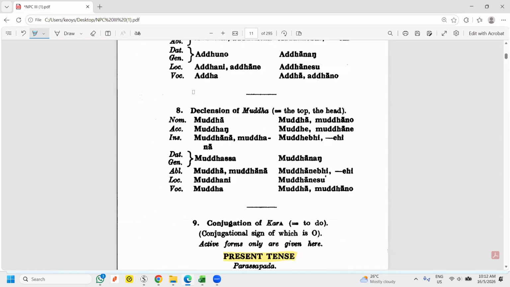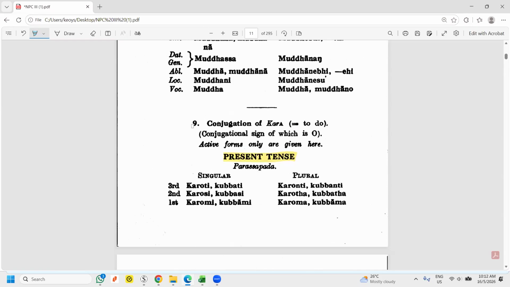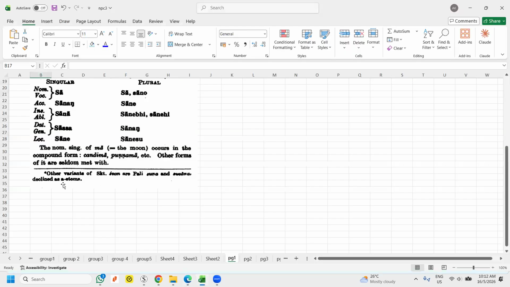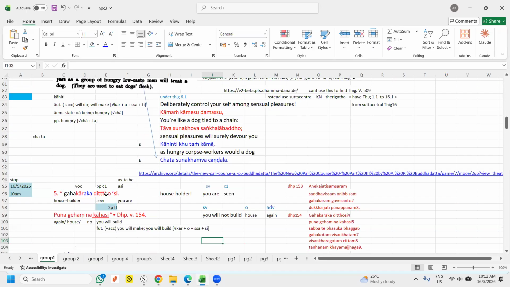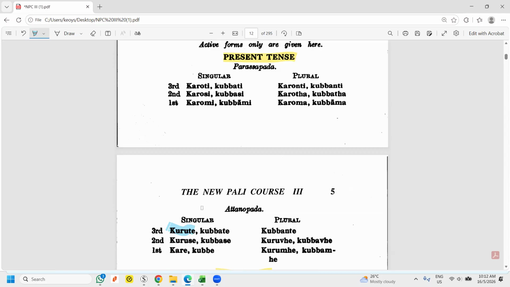Okay, now what you see here is, can you see under nine? That means a conjugation of ka or kara. This is the root ka. So you see a present tense. In this particular case, let's say group 1, how do you use your book? Like that. Can you see this word, kahasi? I already highlighted kahasi, so you go and look into your notes for kahasi.